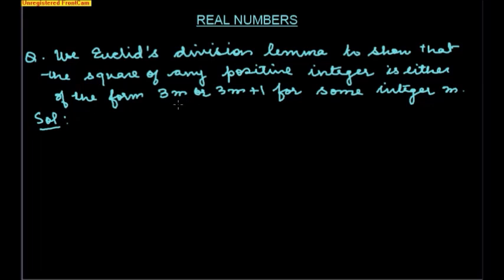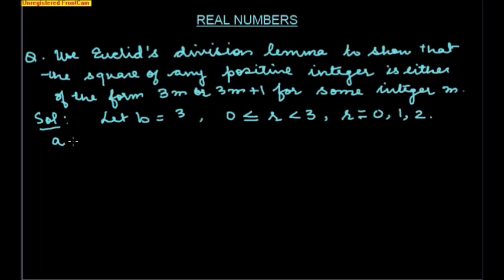Okay, now please see, you need 3m and 3m plus 1. That is 3 into something. So here again we consider b to be 3. If b is 3, then r, the remainder, lies between 0 and 3. That means r can take the value as 0, 1 and 2. Now a is equal to bq plus r by Euclid's division lemma.